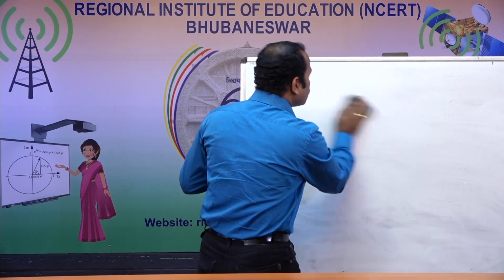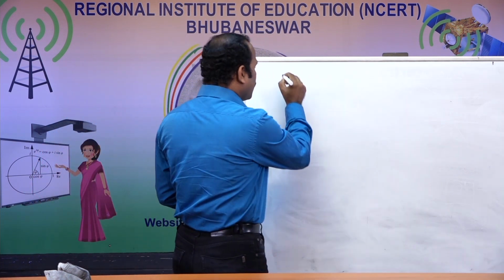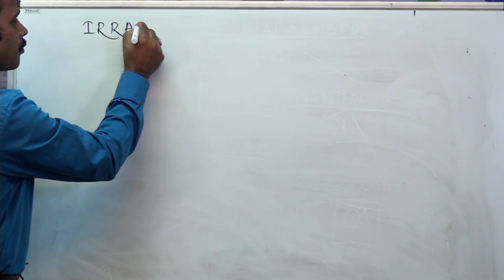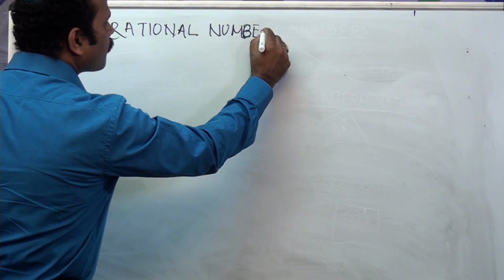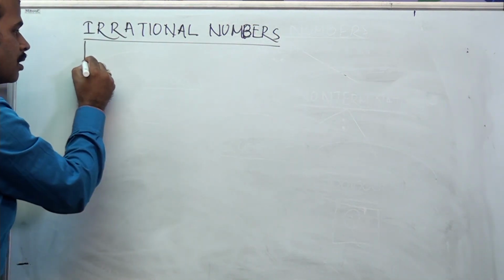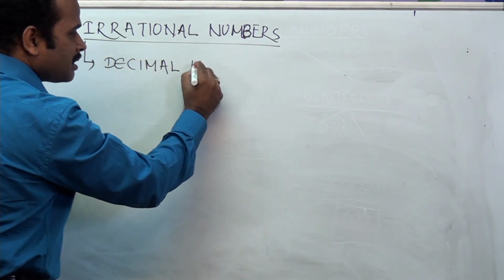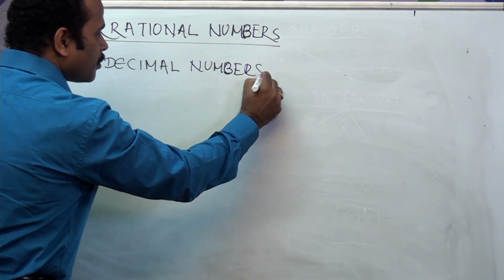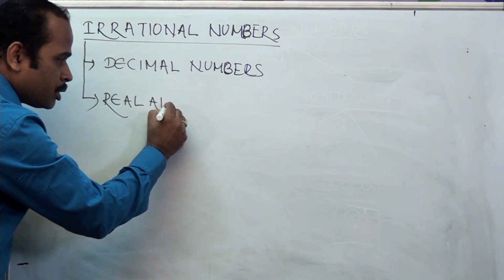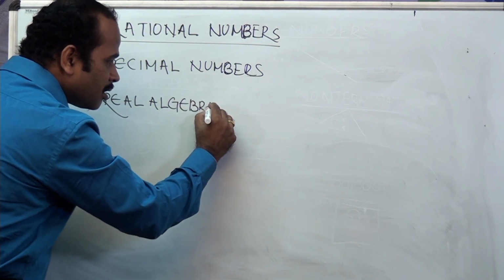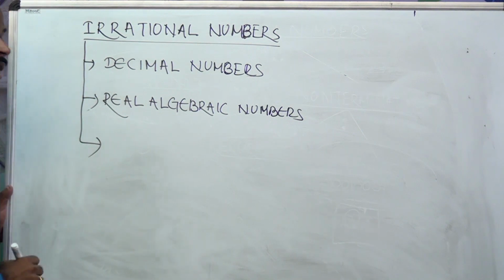These irrational numbers we can write in three different ways. For example, we can write these irrational numbers first in decimal expression, decimal numbers, or I can write in real algebraic expressions. It is called real algebraic expression. I will show the example of how it is real algebraic numbers or expressions. Or sometimes it is called transcendental or symbolic forms.